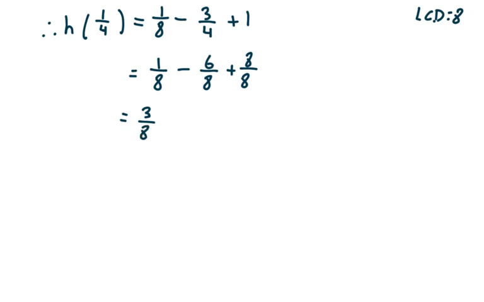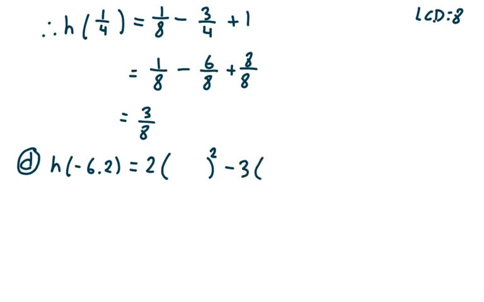Okay? And then D. Suppose I had h of negative 6.2. And I want to give you the idea here. Again, replace the v with open parentheses. So I have 2 times open parentheses squared minus 3 times open parentheses plus 1. And in those open parentheses, I'm going to put a negative 6.2 here and over here. Okay?